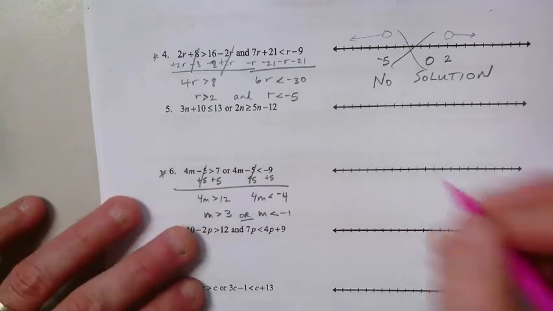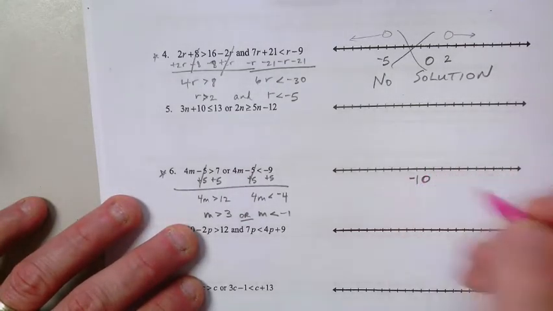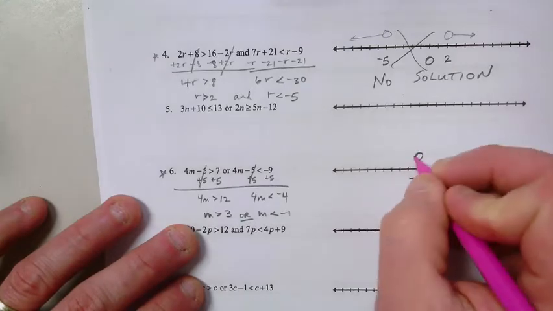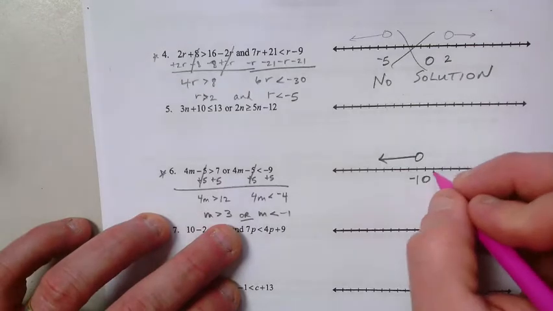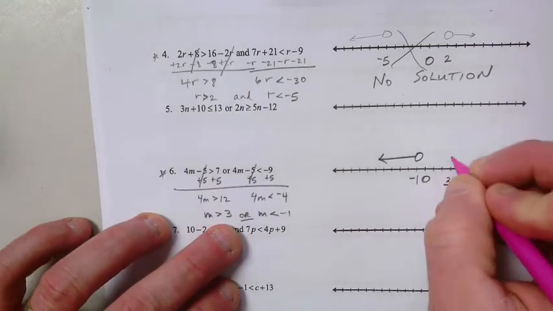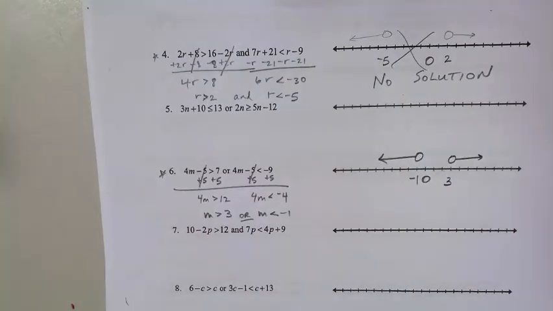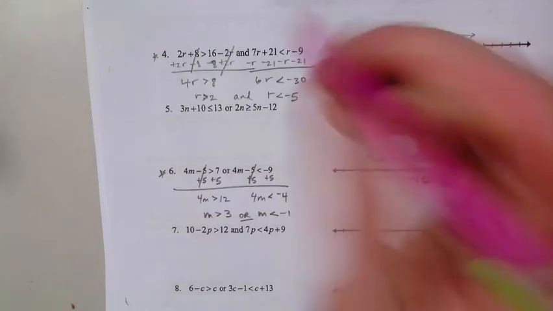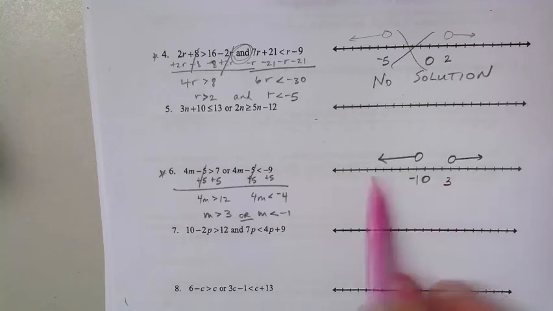So if I put a 0 out here, negative 1's right here, so less than looks like that, and 3, 1, 2, 3, greater than looks like that. Now, we don't need to have an overlap. Up here we had to have an overlap because it's an and. It has to be in both. This one is just an or. It's just got to be one or the other.